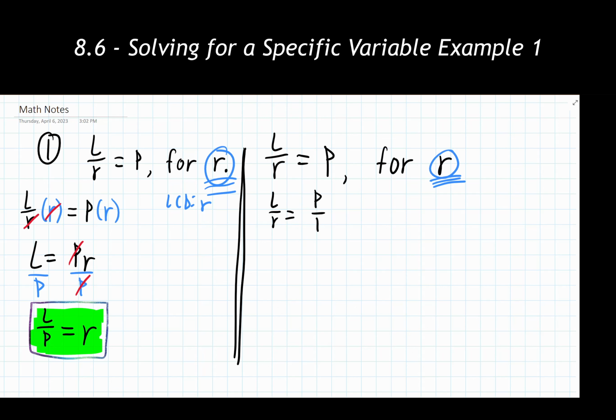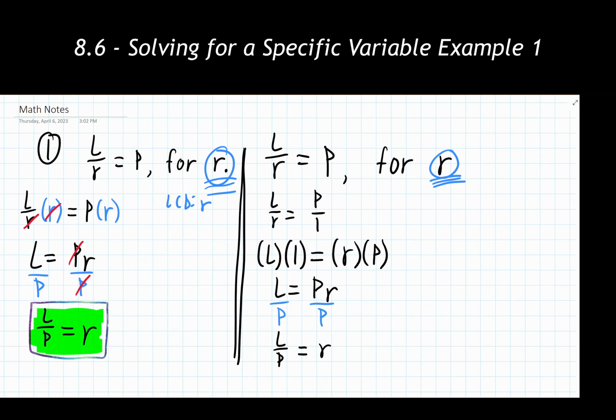So when I do that, I'm going to get L times 1 equals R times P, which gives me L equals PR. And then just like the left side, I'm dividing both sides by P. And I'm getting L over P is equal to R. The P's cancel on the right side.